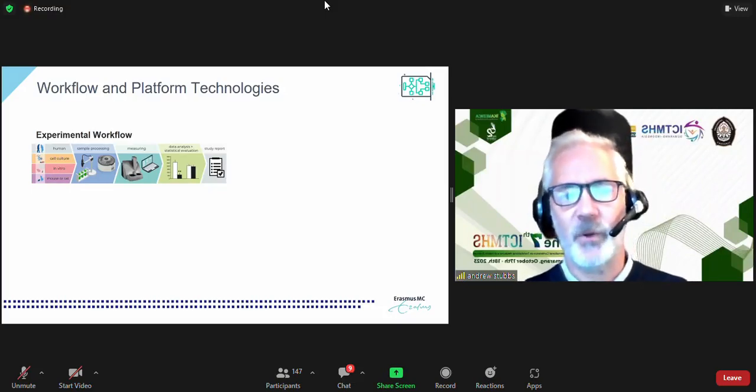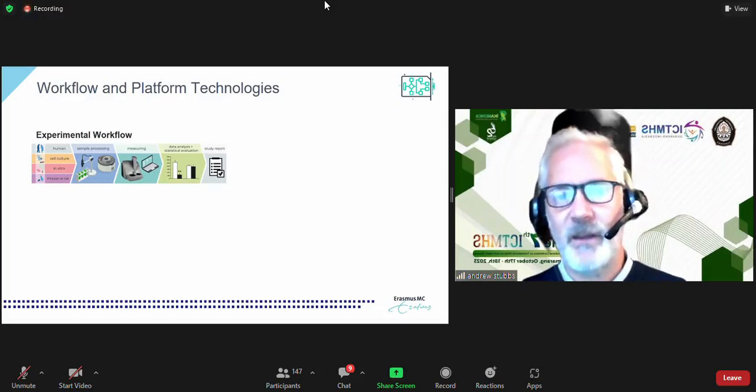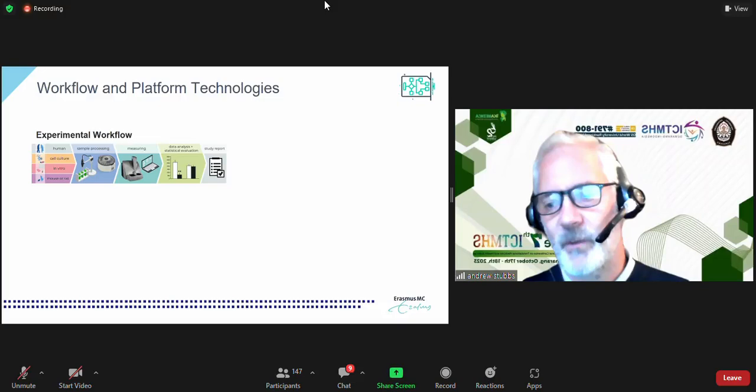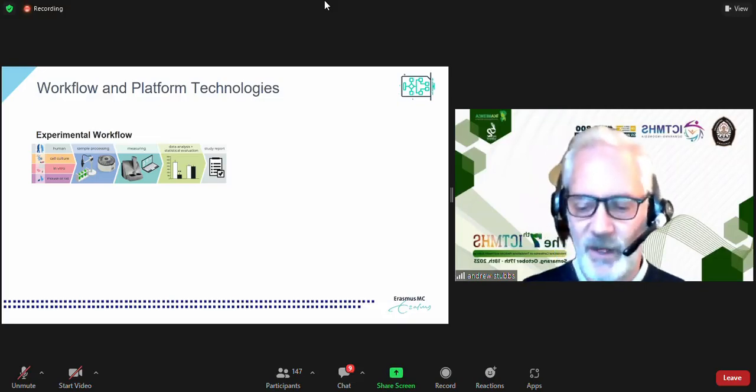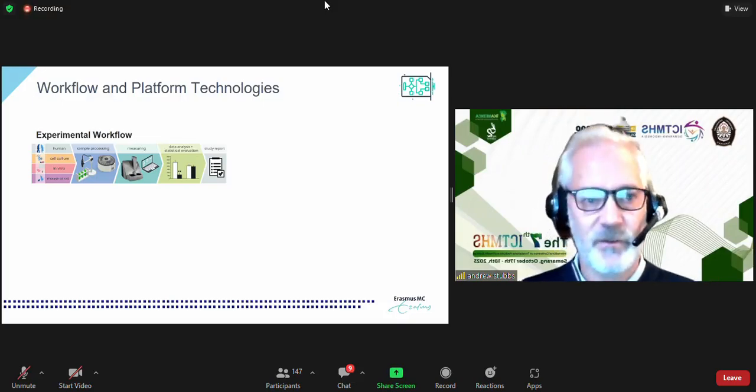And then you go through a sample processing part. The next step is measuring that. And then you do a statistical and data analysis. And finally, you come up to a standardized report. That's how we provide information back to the clinical groups or also back to our researchers as well.